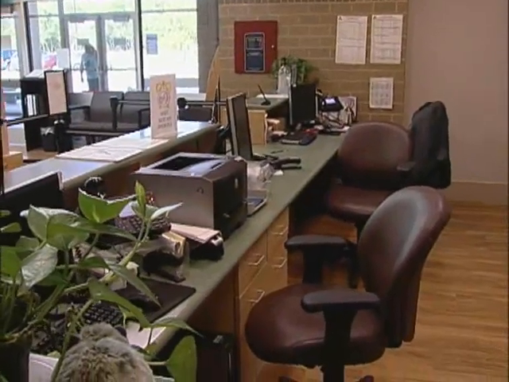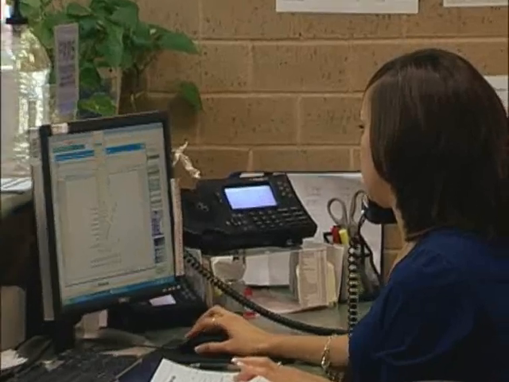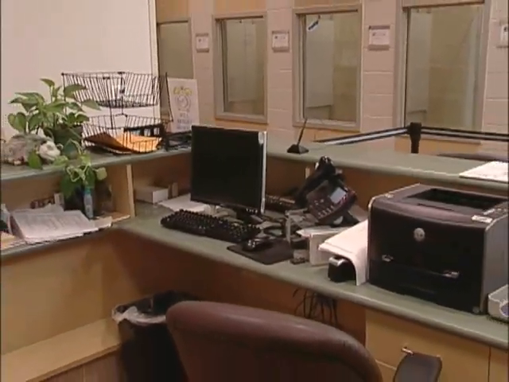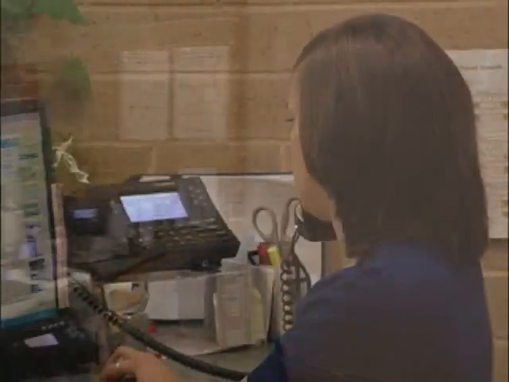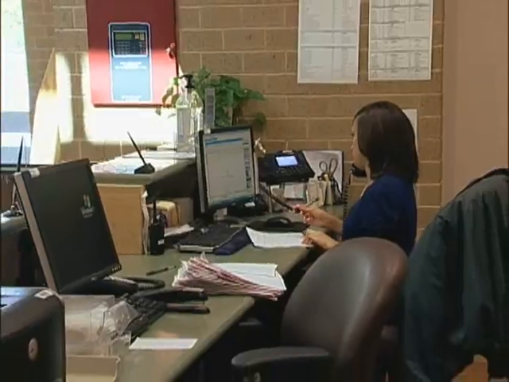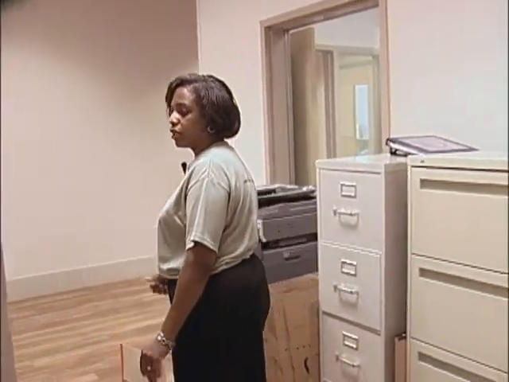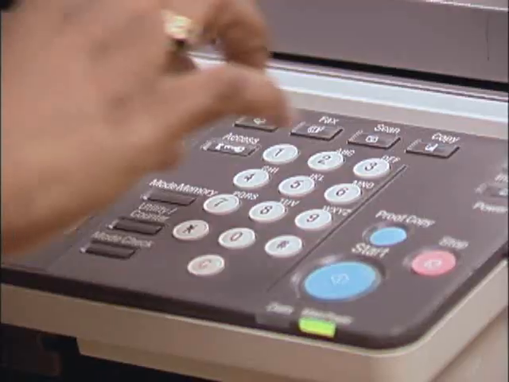This is the admin area. The administration area is where staff work to answer phones, do adoptions and reclaims, and any customer service issues that needs to be addressed is addressed through the administrative area. This is the administrative work area. This area is used by staff as well as volunteers.